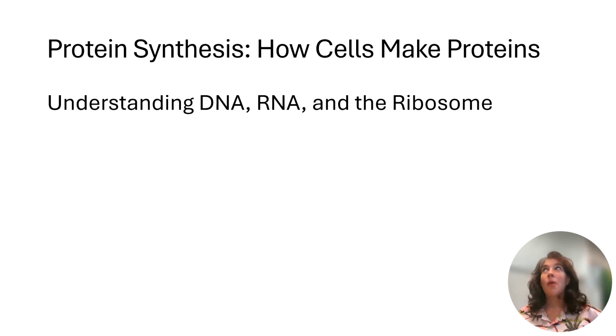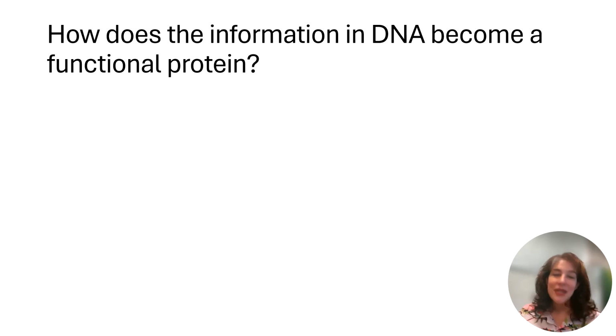So, protein synthesis. This is just how cells make proteins. And we need to understand DNA, RNA, and the ribosome to really interact with this, which is why we've previously talked about ribosomes and DNA and RNA. So we should have all of these building blocks where we're starting to pull information together. How does the information in DNA become a functional protein? Well, let's think back to what proteins do.